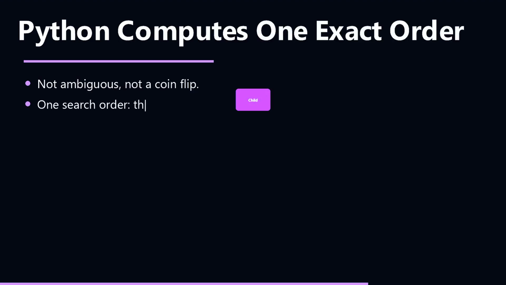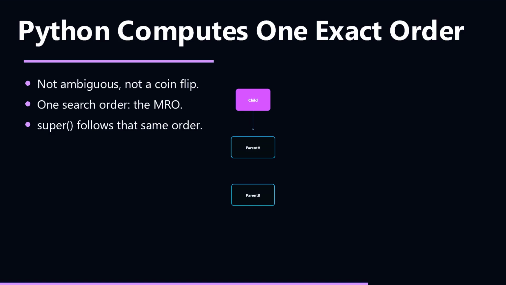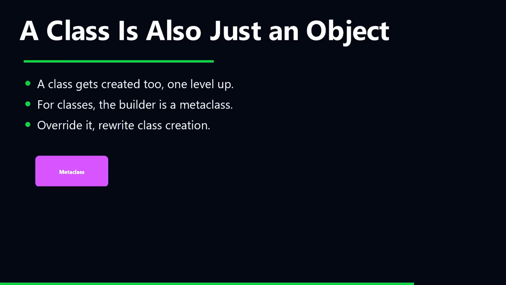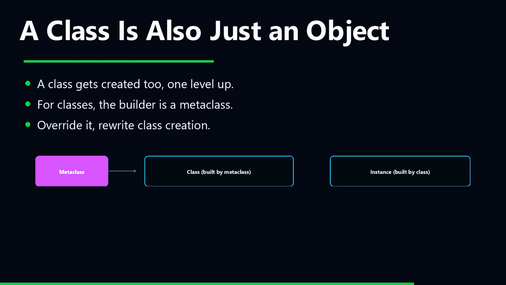Now, inherit from two classes that both define the same method. Which one runs isn't a coin flip. Python builds one exact search order across the whole hierarchy, the MRO, and super() walks that same order, not just the parent. Step back one more level, a class gets built too, the same way an instance does, just one level higher up. Whatever builds a class is called a metaclass. Override that metaclass and you control how every class using it gets assembled. All of that happens before a single instance of it exists.